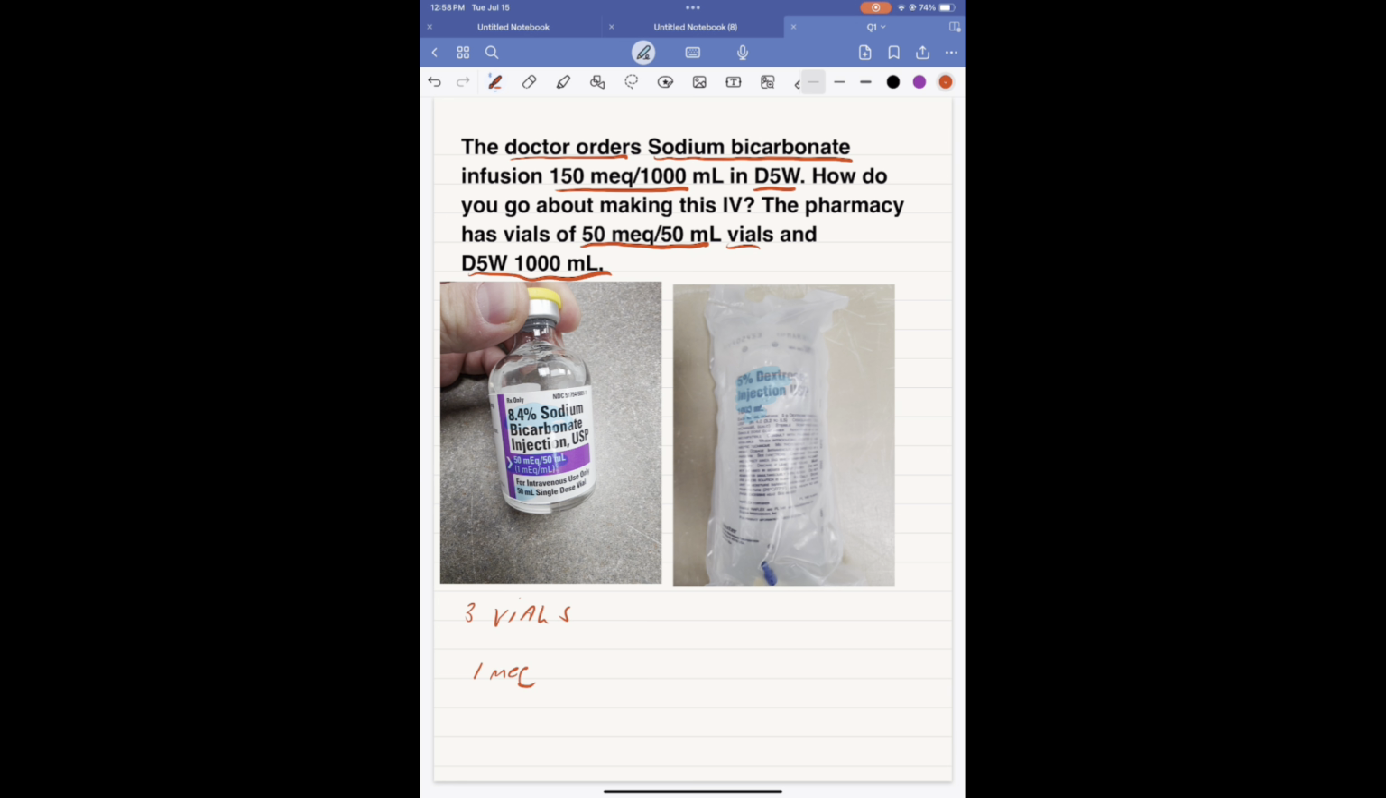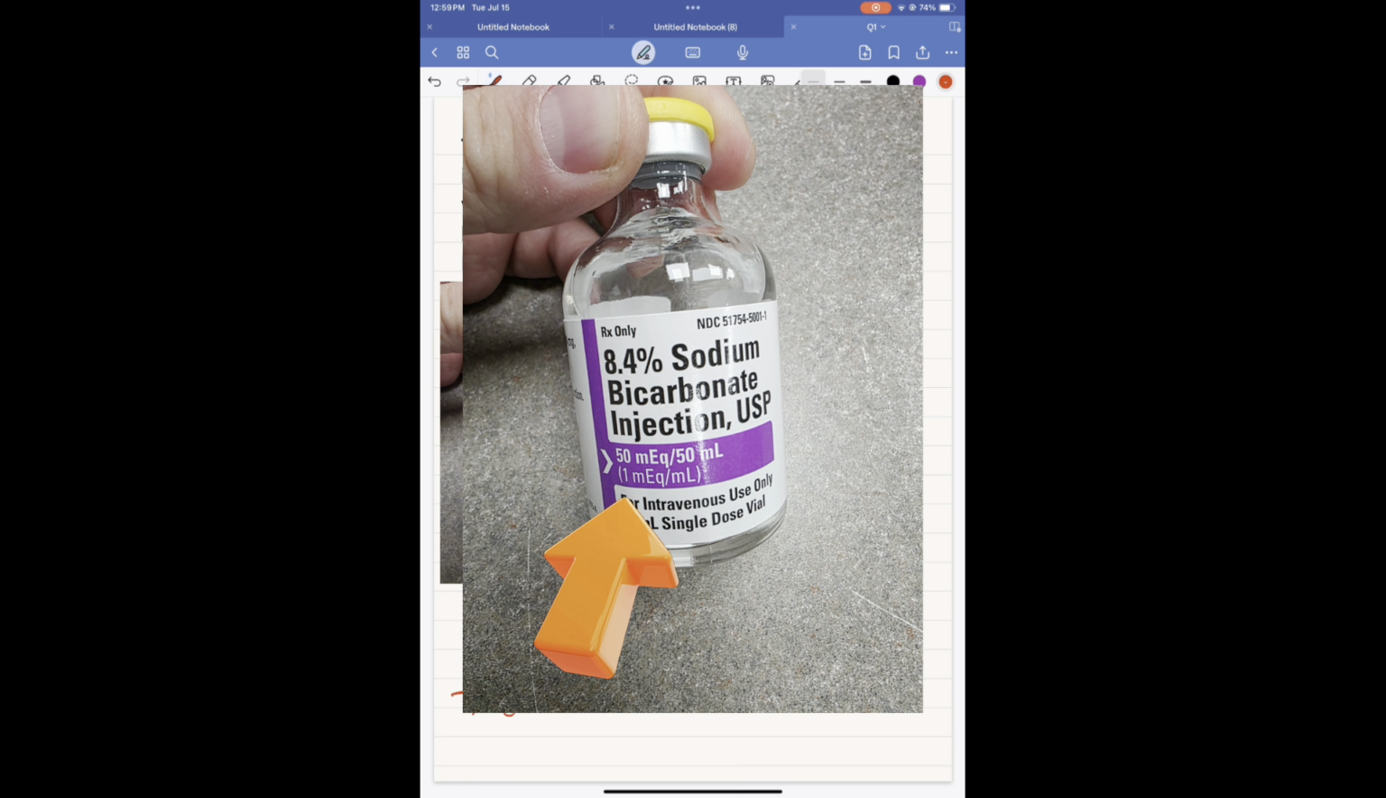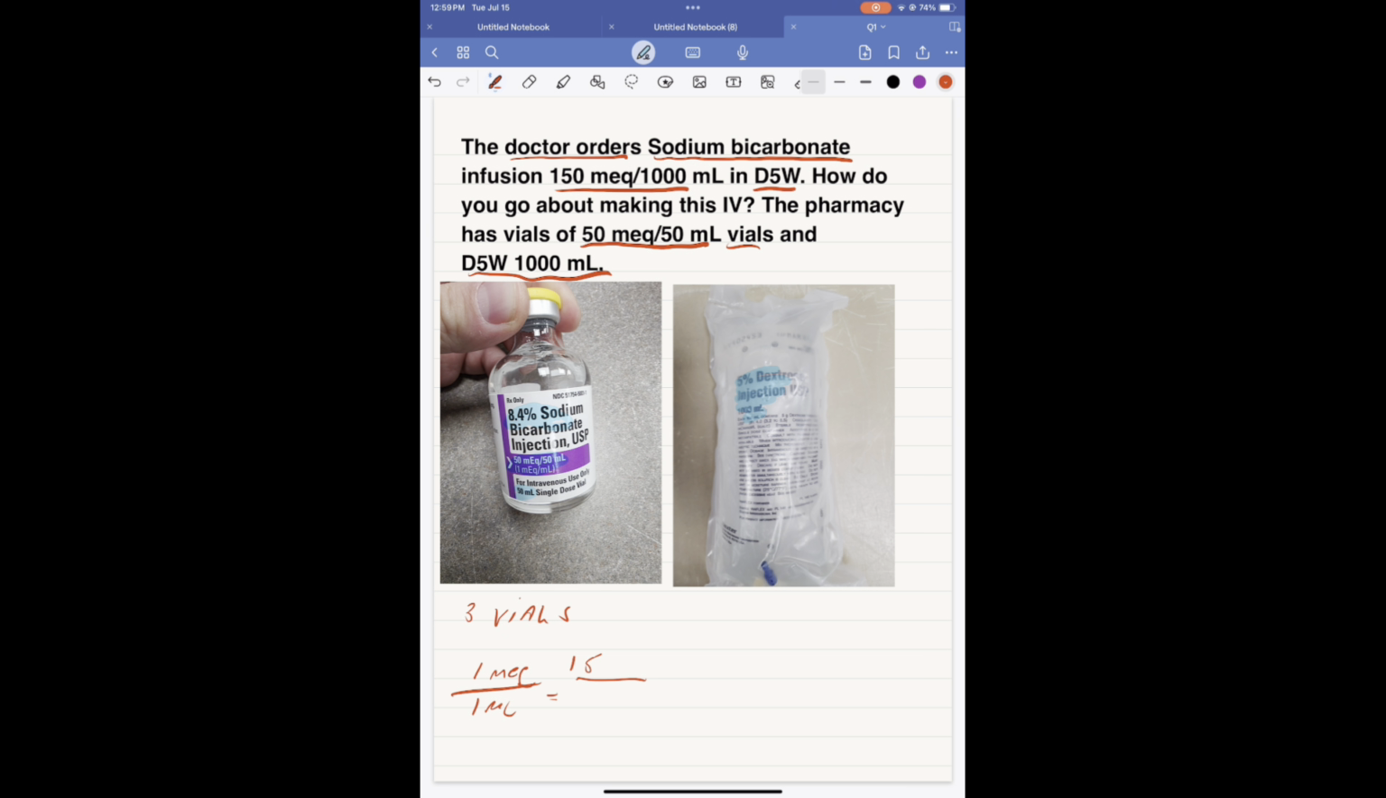Let's do the calculation. 1 mEq per 1 ml, it's on the vial. Take a look at the vial, 1 mEq per 1 ml. So we need 150 mEq. X is equal to 150 times 1 divided by 1, which is 150 ml. You need 150 milliliters. Each vial in this example is 50 mL, so we need 3 vials to give us 150 ml.